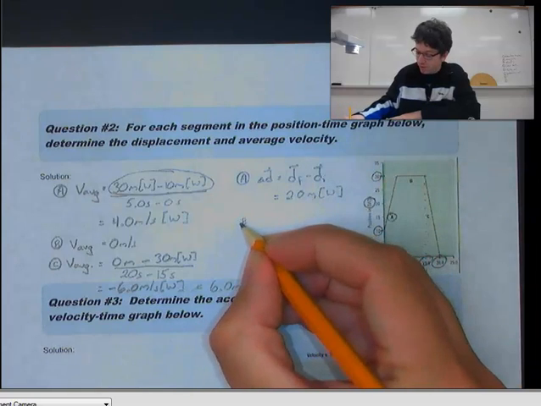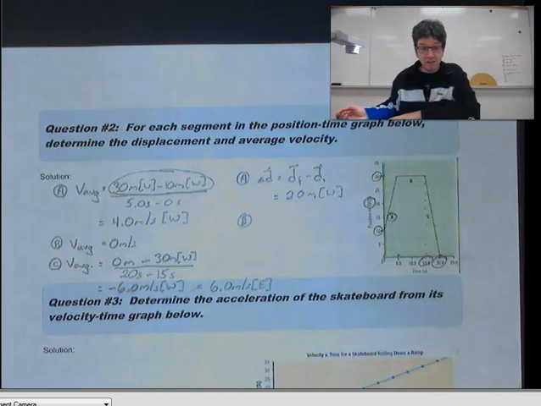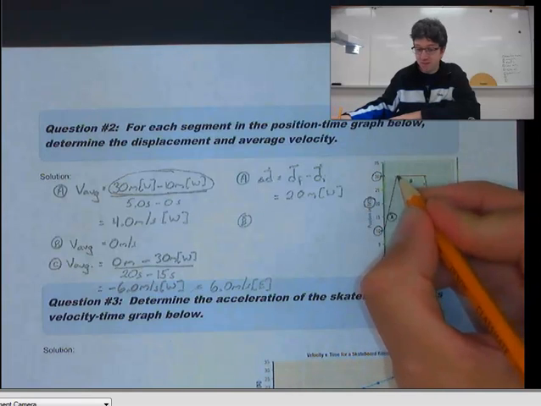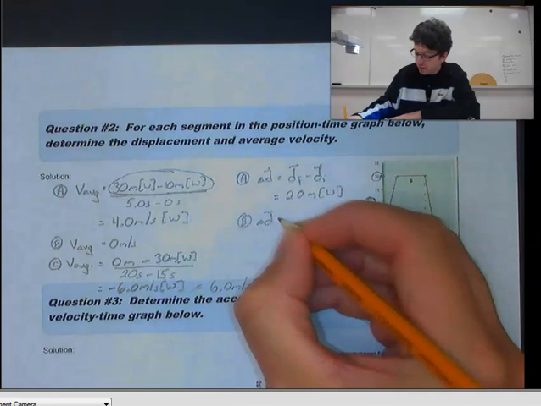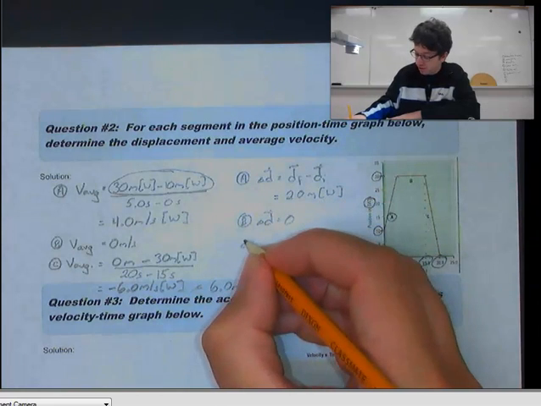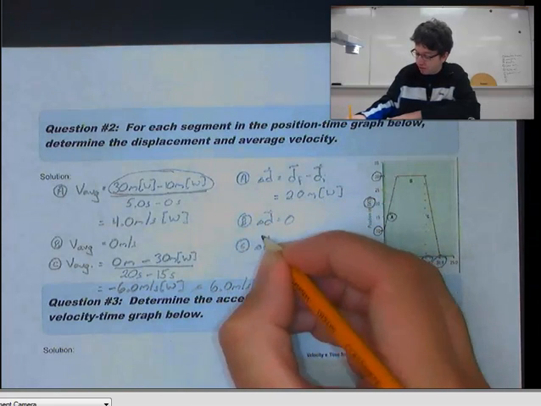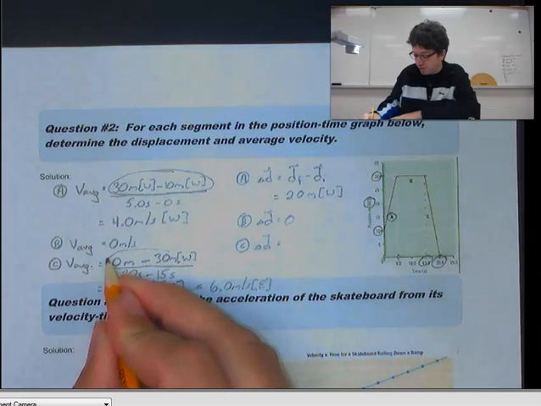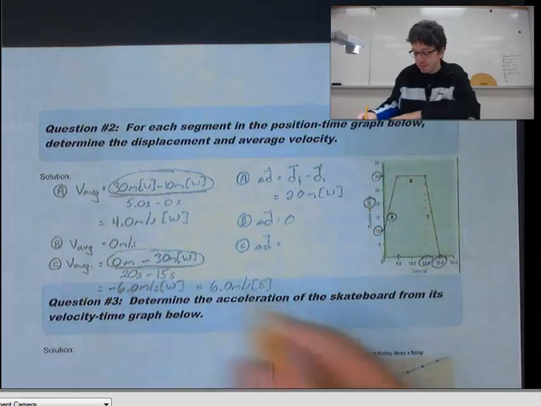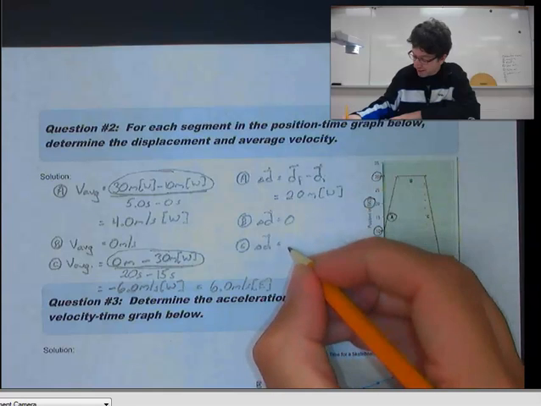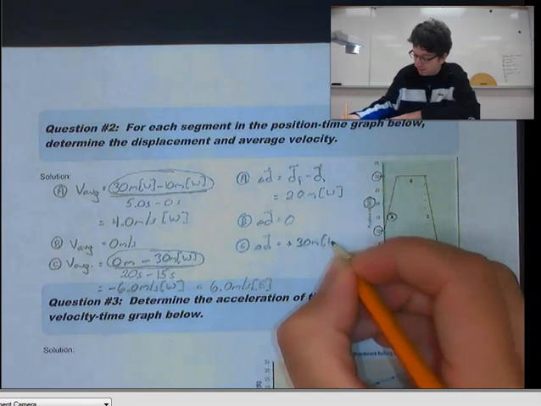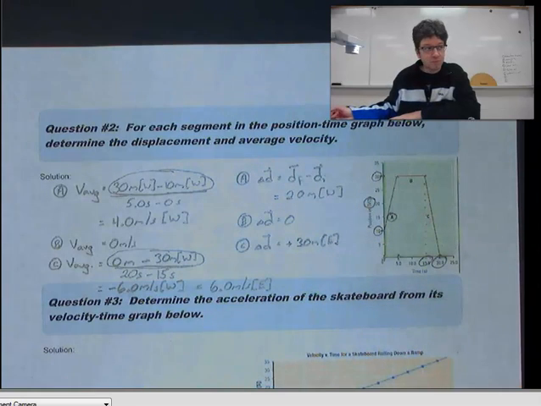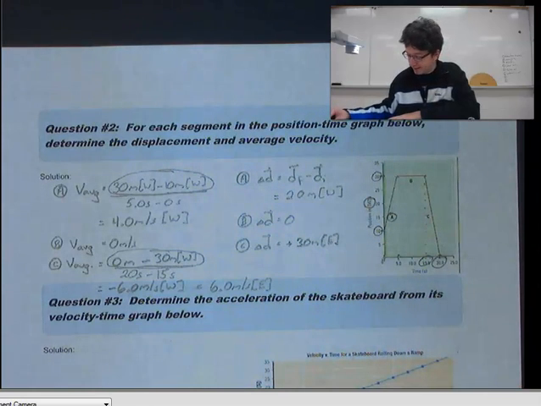Right? For part B, we had no change in position. We started at 30 and we finished at 30. No change in position, so our displacement is zero. And for part C, there's our displacement. It's negative 30 meters west or positive 30 meters east. So that's not too bad.